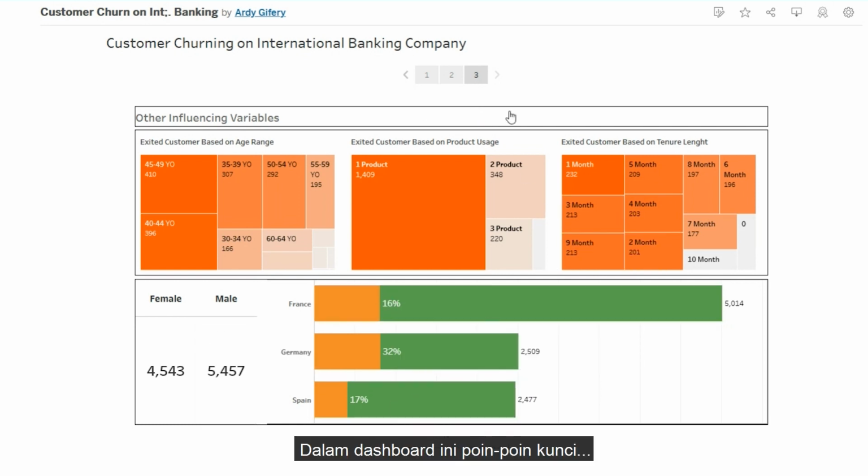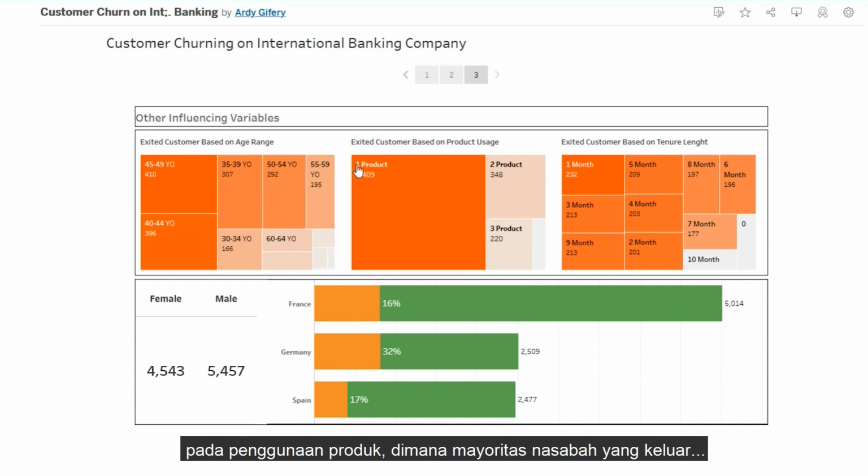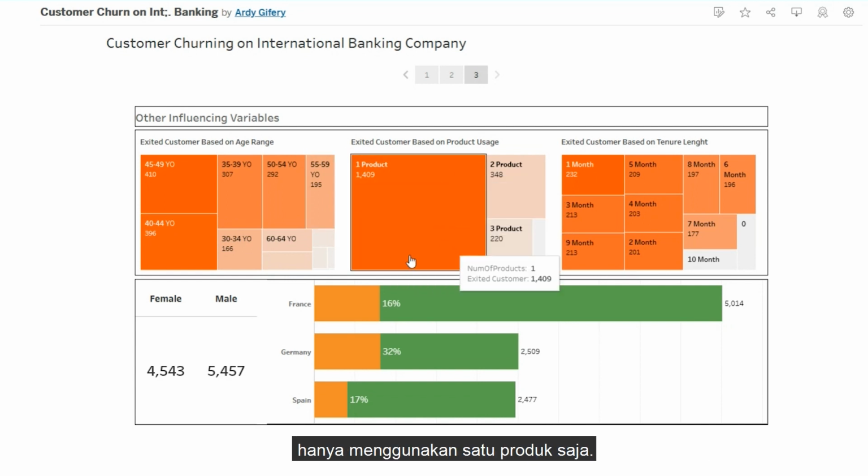In this dashboard, several key insights are depicted through heat maps. First, we find that the majority of exited customers belong to the productive age group between 35 and 50 years old. Additionally, we observe a significant difference in product use, where most exited customers are only using one product. Lastly, in terms of tenure, we do not see a significant difference in the likelihood of customer churn.